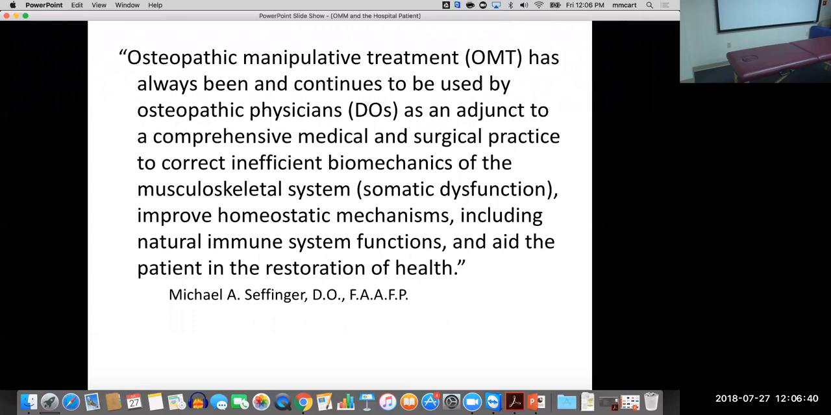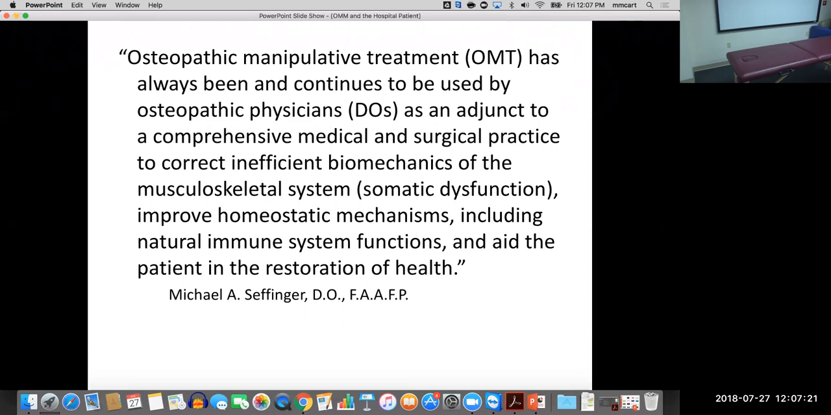This is a statement by Dr. Seffinger, who's boarded in family practice: OMT continues to be used by osteopathic physicians as an adjunct to comprehensive medical and surgical practice. So in the hospital in particular, we're just doing this as an adjunct. Many of the approaches in the hospital are used to address the disease side. If they're in with some sort of infection, you're figuring out what you're going to target and you're giving appropriate antibiotics for that. But from the host side, in terms of making the organism as healthy as possible, that's what we're looking at here.